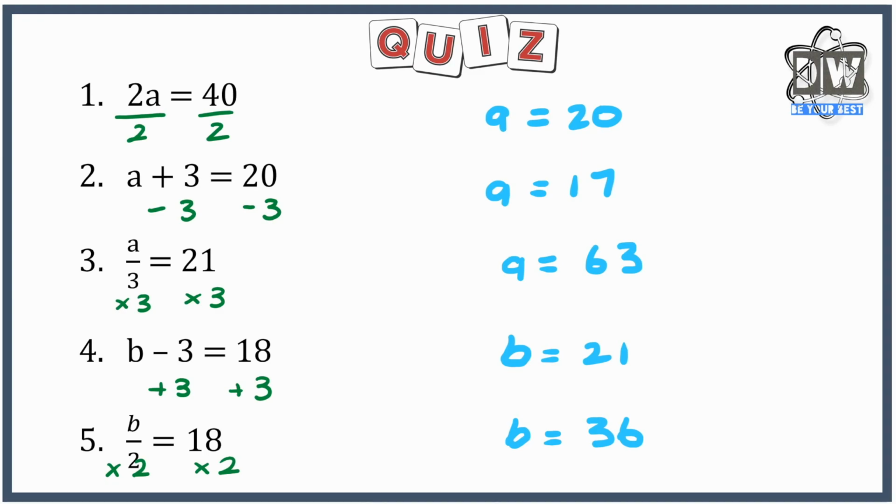So I divided the first one by 2, subtracted 3 on the second one, timesed the third one by 3, added 3 to both sides on the fourth, and timesed both sides by 2 on the last one.